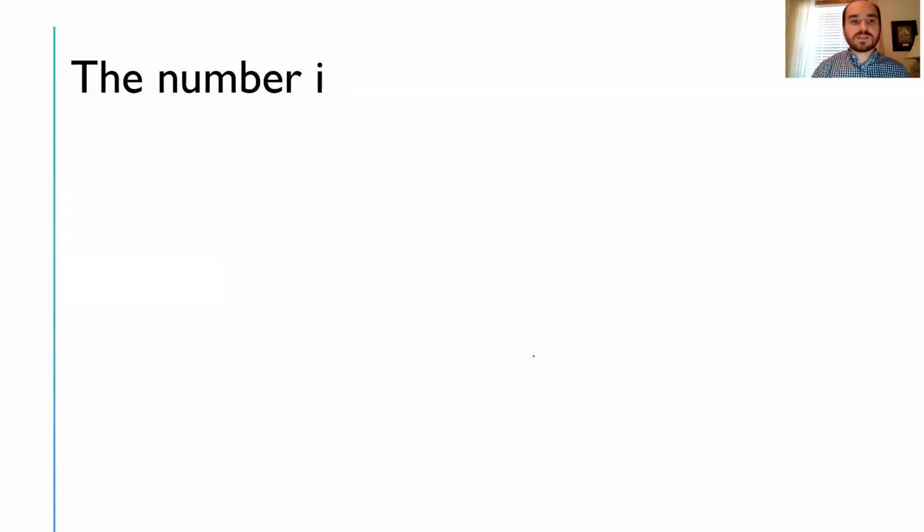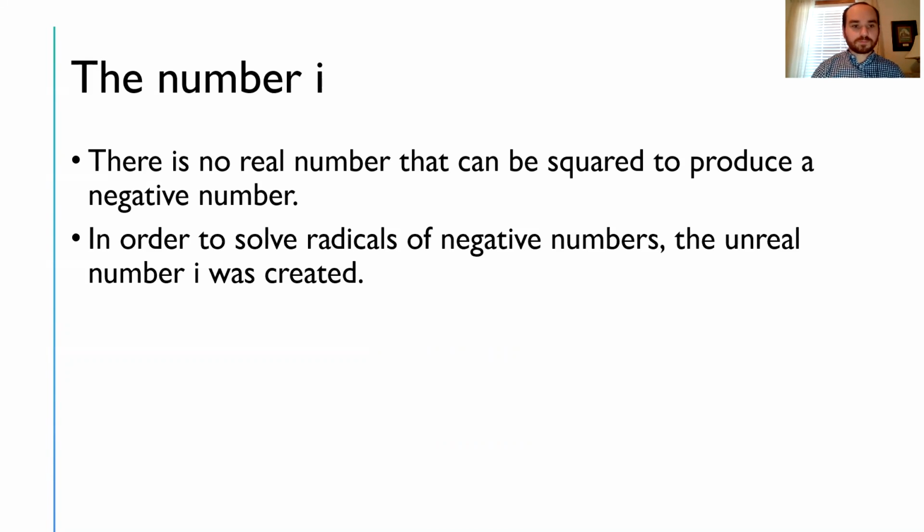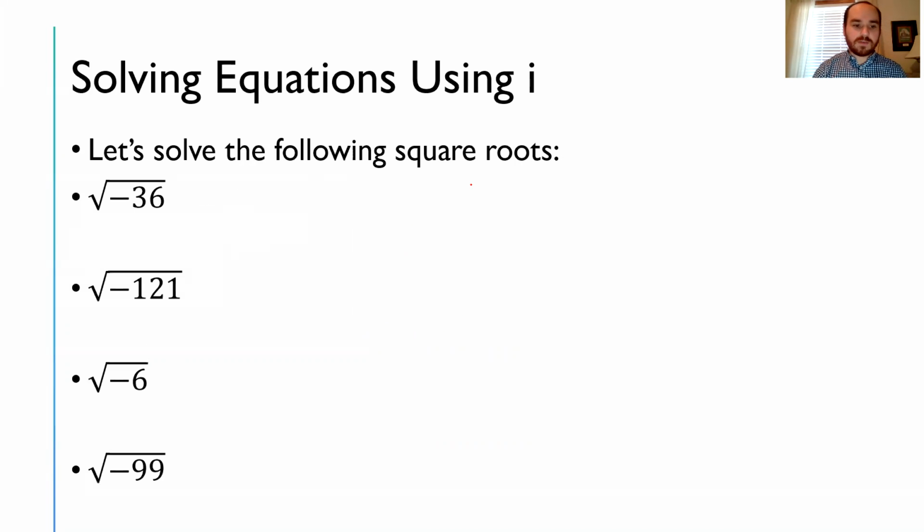And that is what brings us to the number i. There is no real number that can be squared to produce a negative number. In order to solve radicals of negative numbers, the unreal number i was created. So i squared is equal to negative 1, or i is equal to the square root of negative 1. So i times i equals negative 1. That's the important thing to remember.